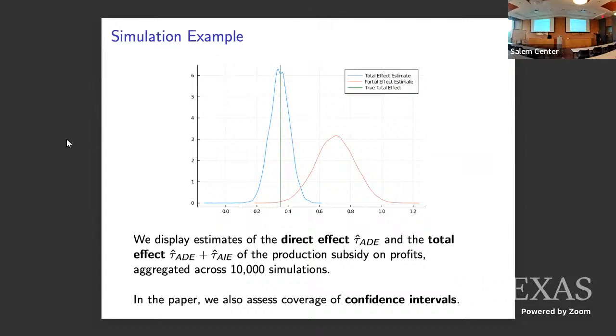So this red curve here is the distribution of the average direct effect estimates, something like 0.8 on average. So this looks like a really good subsidy. But then, I'm going to argue more formally soon, actually, you should think of the sum of the average direct effect and the average indirect effect as a meaningful measure of the total effect of the policy.